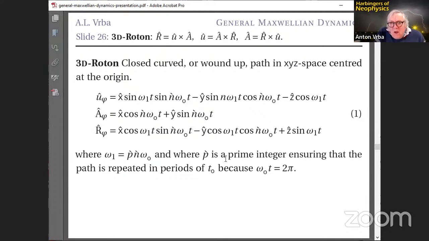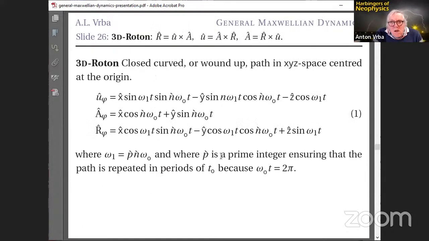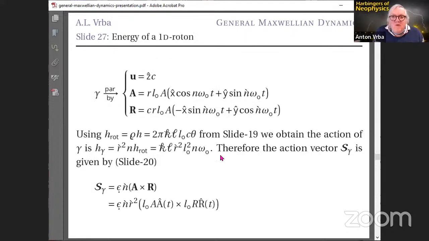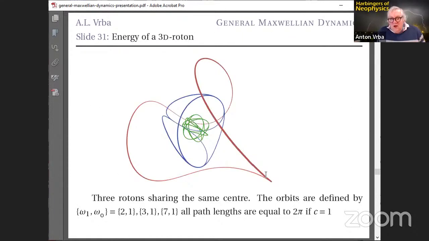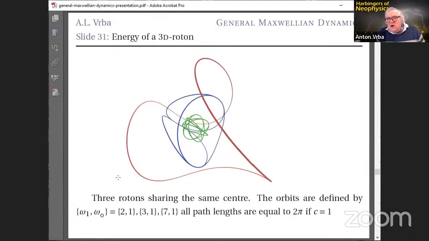Let me just go a bit forward so that you can see what they look like. These are the paths that they would follow. Basically, the path is obtained by integrating the velocity vector, which develops into this equation, and when I plot it, it will look like this.